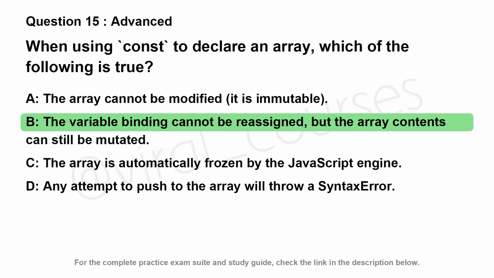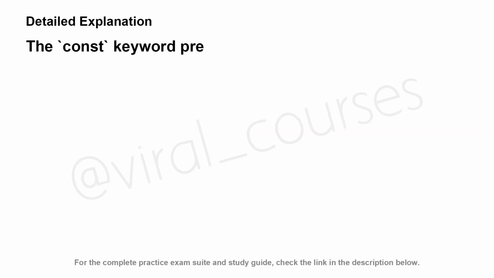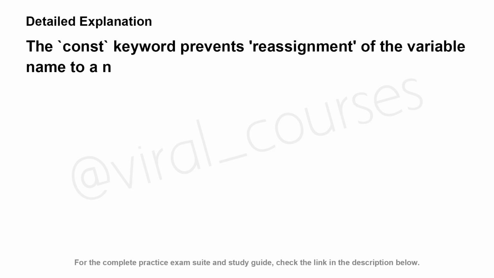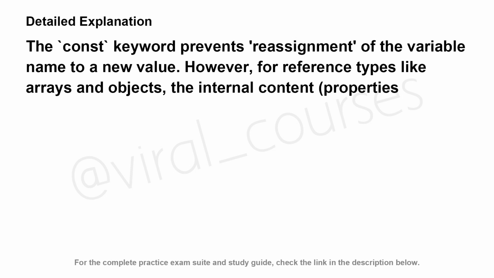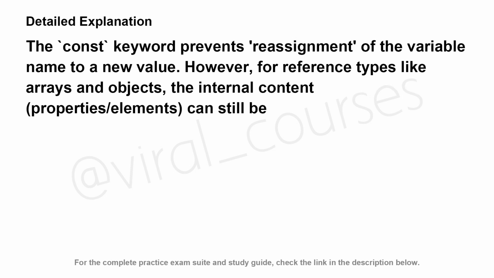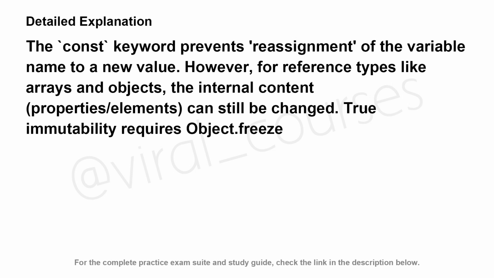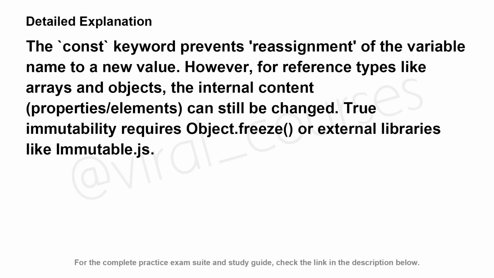The correct answer is B. The const keyword prevents reassignment of the variable name to a new value. However, for reference types like arrays and objects, the internal content, properties, elements, can still be changed. True immutability requires Object.freeze, or external libraries like Immutable.js.